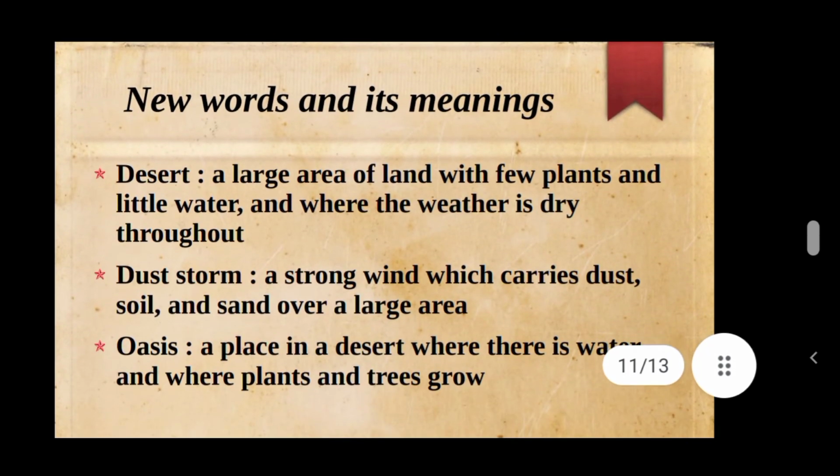New words and their meanings. Desert, a large area of land with few plants and little water and where the weather is dry throughout. Dust storm, a strong wind which carries dust, soil and sand over a large area. Oasis, a place in a desert where there is water and where plants and trees grow.